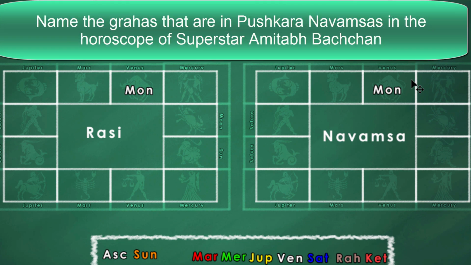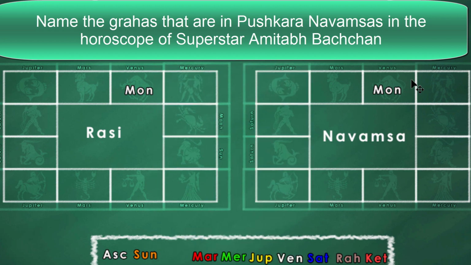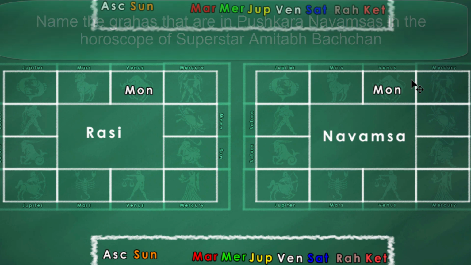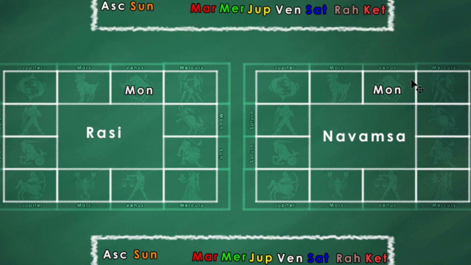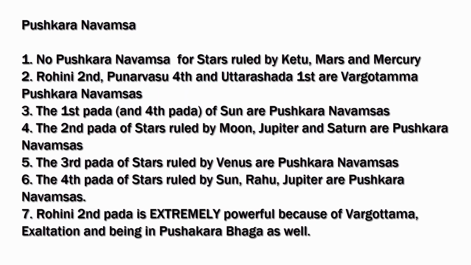Does Amitabh Bachchan have any planet or any graha in Pushkara Navamsa? 1 or 2 or 3 grahas? And if yes, what is the role of the grahas concerned? Did the Pushkara Navamsa positions of these grahas help him reach the superstar position? These are the questions. If you know the answers, send me an email to astroekdk@gmail.com.